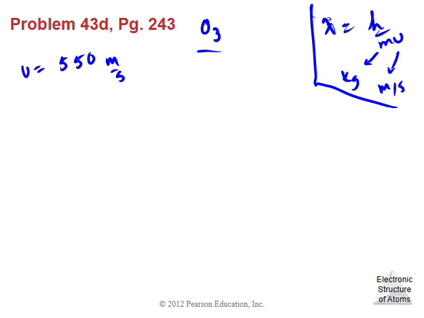Each oxygen is about 16. So 15.99 you can safely round off to 16. And we have 3 oxygen. So molar mass would be 48 gram. So let me write down, molar mass is going to be 48 gram per mole.